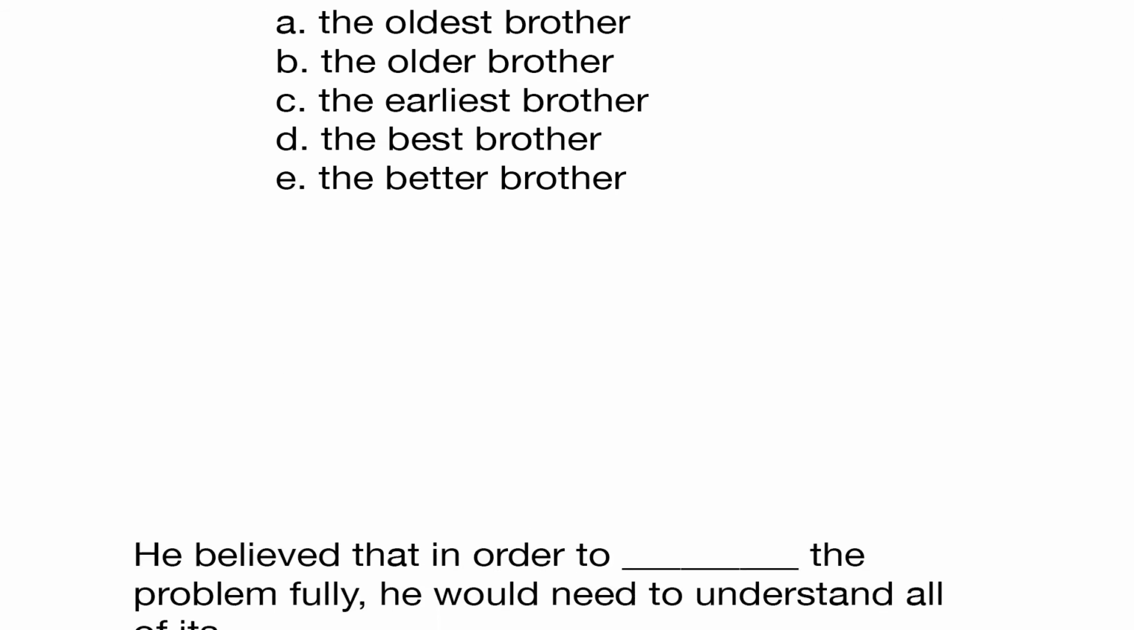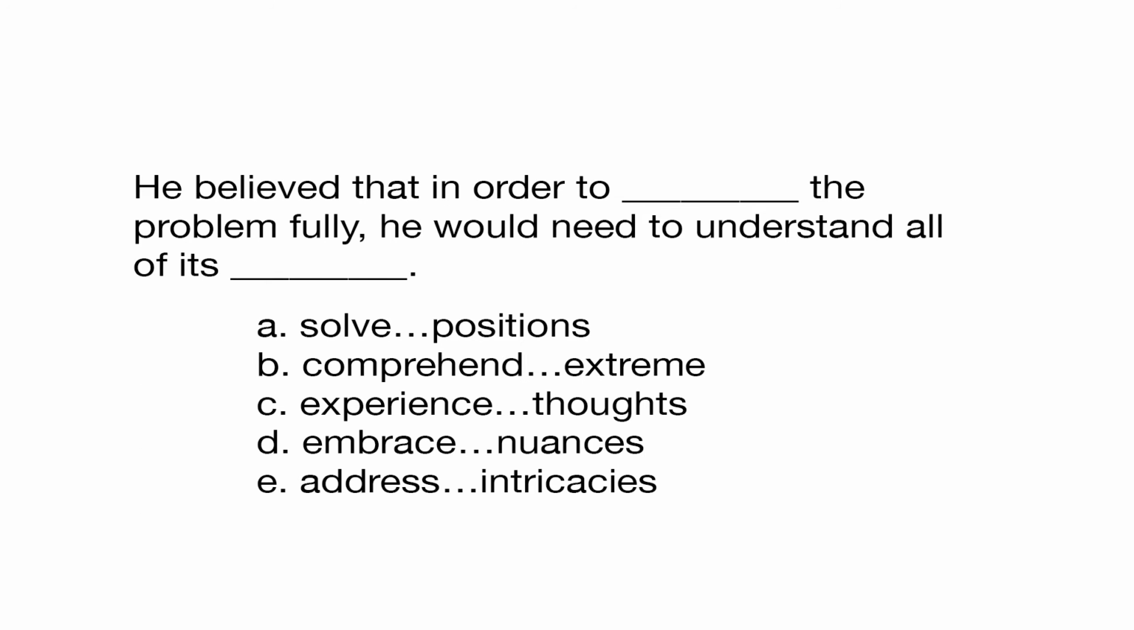The older brother. Fill in the blanks. He believed that in order to blank the problem fully, he would need to understand all of its blank. Is it A. Solve and positions, B. Comprehend and extreme, C. Experience and thoughts, D. Embrace and nuances, or E. Address and intricacies? The answer is E. Address and intricacies. He believed that in order to address the problem fully, he would need to understand all of its intricacies.